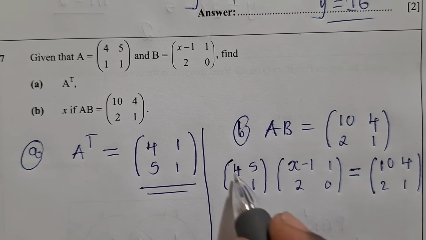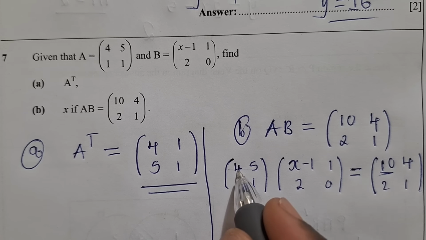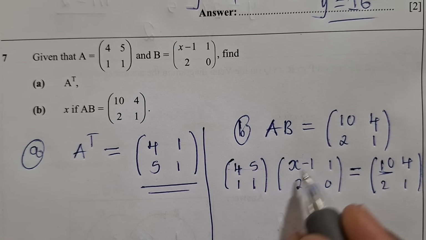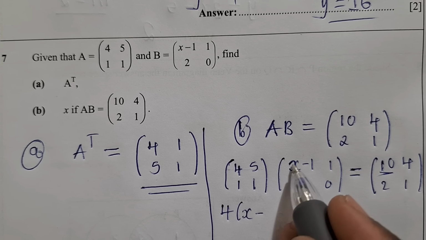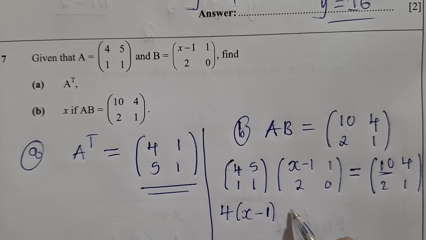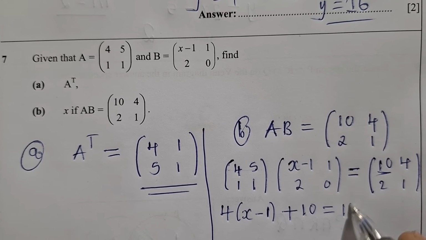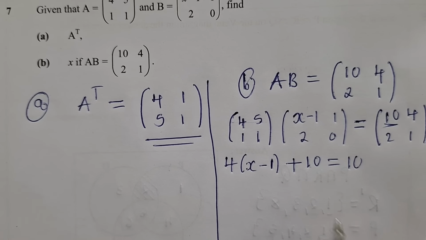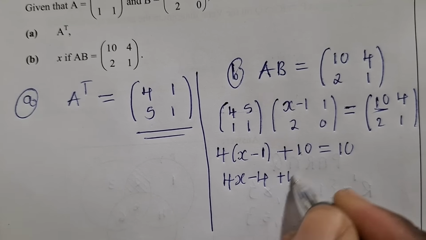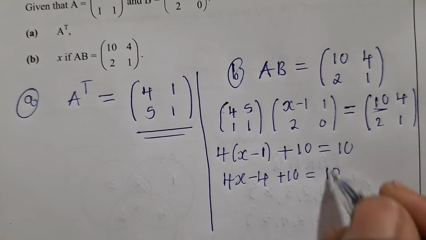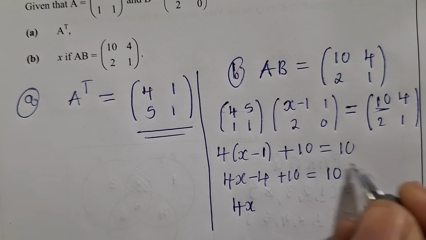So in multiplying, we just use this row by this column is equal to the number which is on top. So it will be 4 times (x minus 1), sorry, x minus 1. Plus, and then we get this 5 times 2, it will be 10, which is equal to 10, this 10, this side. So from this point, we can say 4x minus 4 plus 10 is equal to 10. So when you group like terms together, this will be 4x. This and this will cancel.